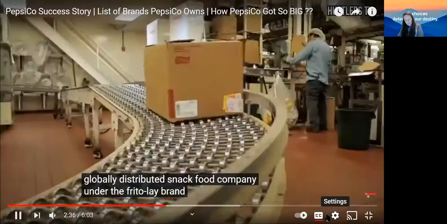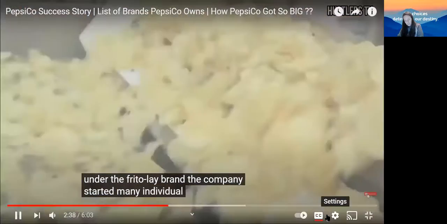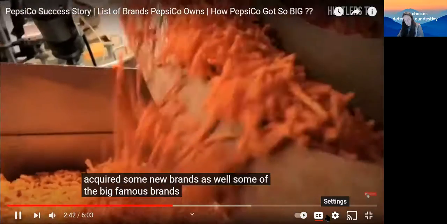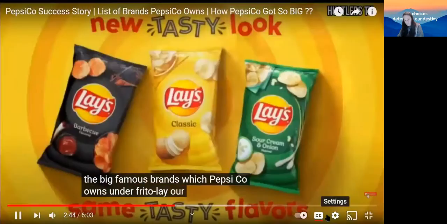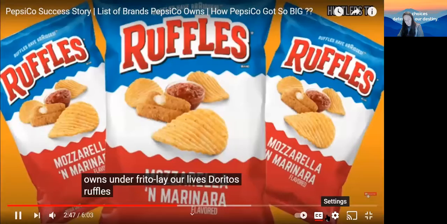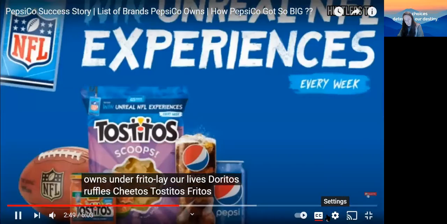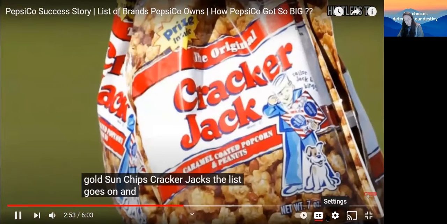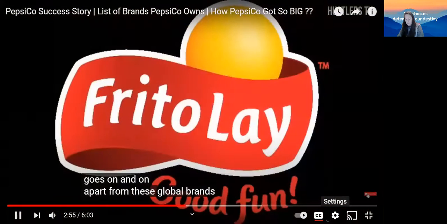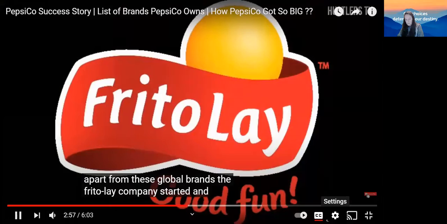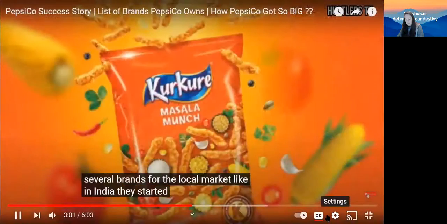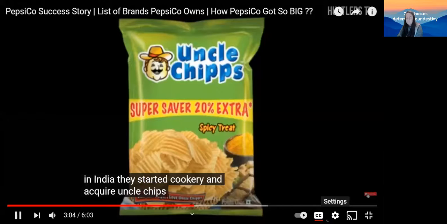Under the Frito-Lay brand, the company started many individual brands and acquired some new brands as well. Some of the big famous brands which PepsiCo owns under Frito-Lay are Lay's, Doritos, Ruffles, Cheetos, Tostitos, Fritos, Gold, Sun Chips, Cracker Jacks. The list goes on and on. Apart from these global brands, the Frito-Lay company started and acquired several brands for the local market. Like in India, they started Kurkure and acquired Uncle Chips.